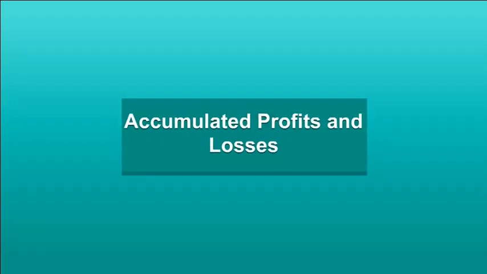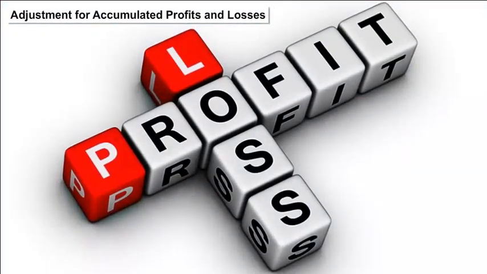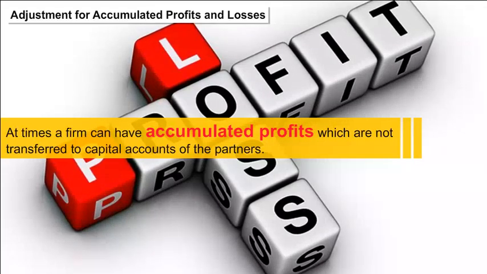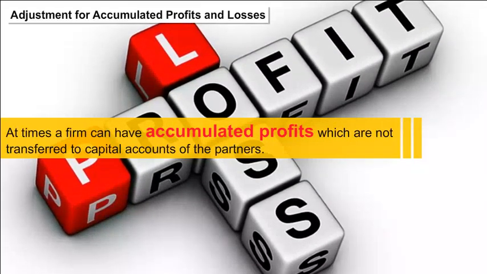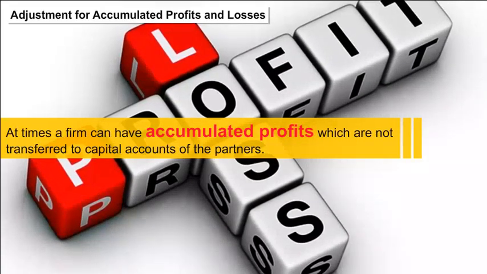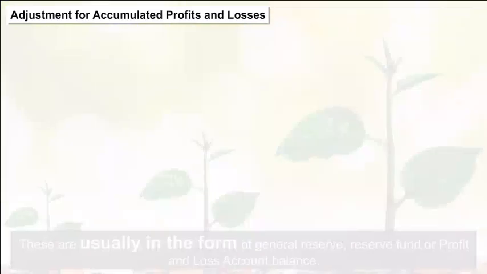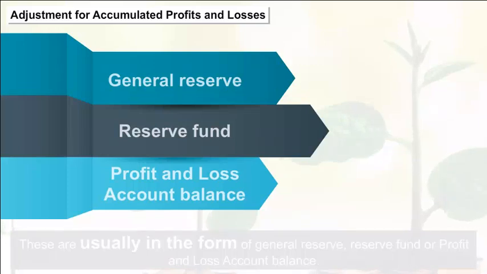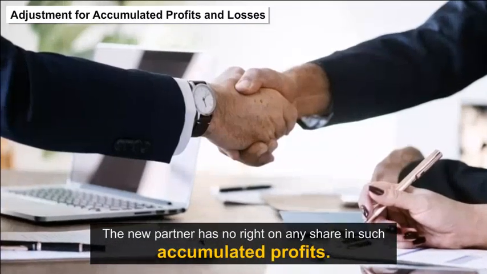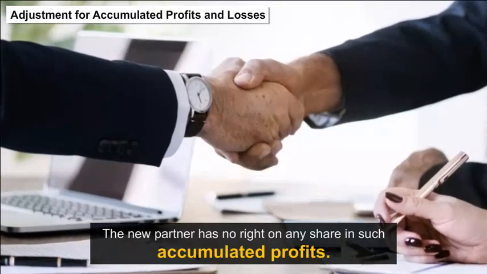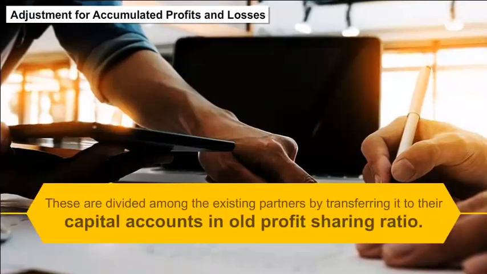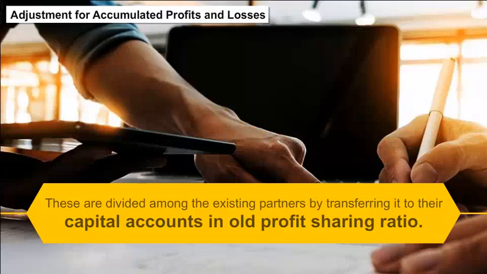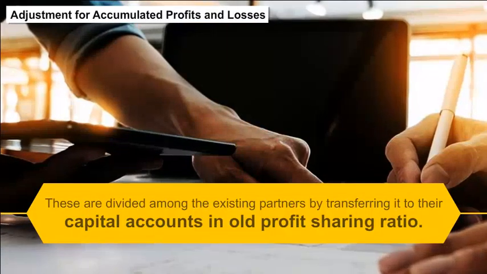Accumulated profits and losses. Adjustment for accumulated profits and losses. At times, a firm can have accumulated profits which are not transferred to capital accounts of the partners. These are usually in the form of general reserve, reserve fund, or profit and loss account balance. The new partner has no right to any share in such accumulated profits. These are divided among the existing partners by transferring them to their capital accounts in the old profit sharing ratio.